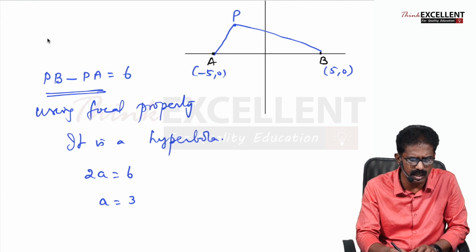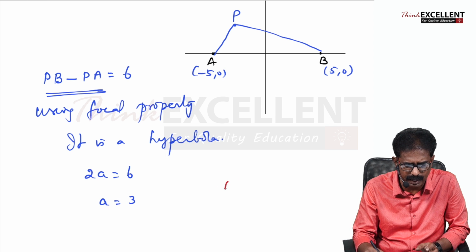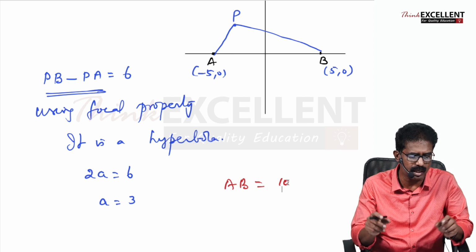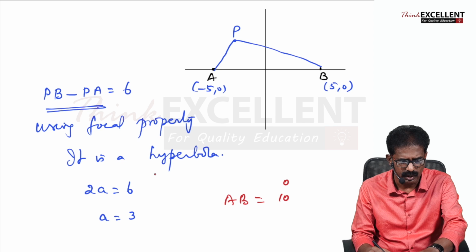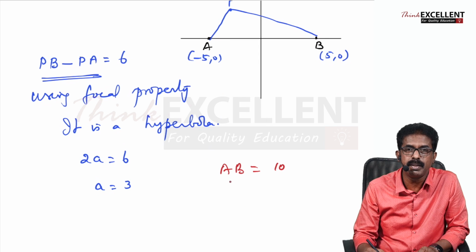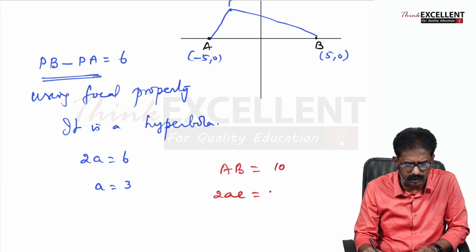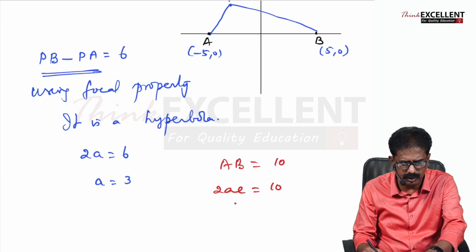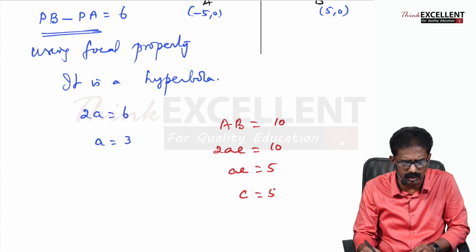A value got it. Now the two fixed points are the two foci, right? So AB is equal to 10. They are 10 kilometers apart. AB means the distance between two foci, 2ae equal to 10. Cancel the 2, so ae equal to 5. So ae is c, so c equal to 5.